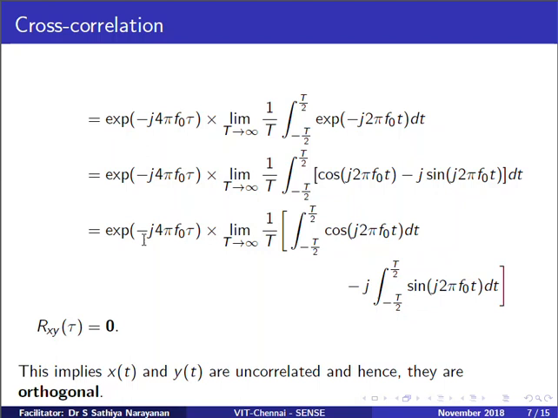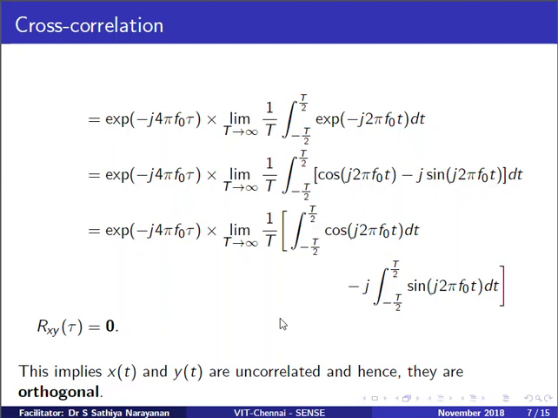So the exponential minus j 4 pi f naught tau multiplied with 0 will give 0 as the answer. Therefore the cross correlation between two complex sinusoids of different frequencies will always be 0, regardless of what the frequencies are. This implies x of t and y of t are uncorrelated, and hence they are orthogonal to each other.